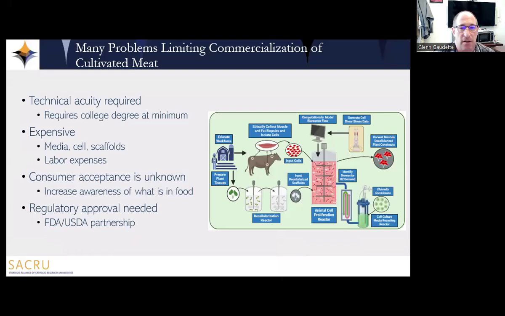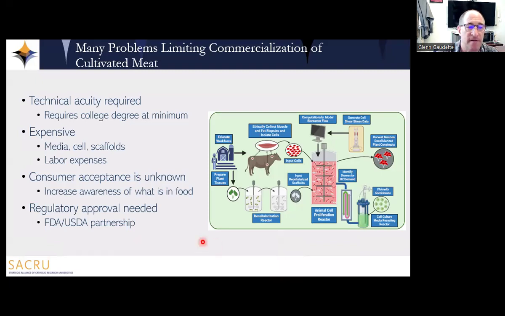There are many problems that are limiting the commercialization of cultivated meat or clean meat. First, one of the big problems is that it's difficult to do. Right now, it takes a really skilled workforce. Most of the people working on this have at least a bachelor's degree, and a lot of them have PhDs.